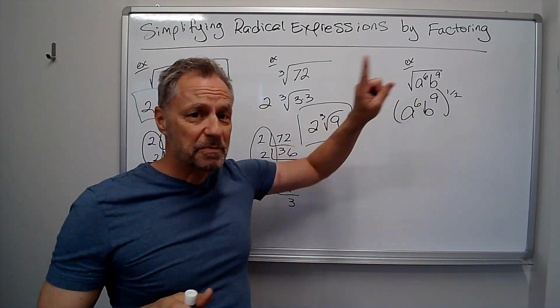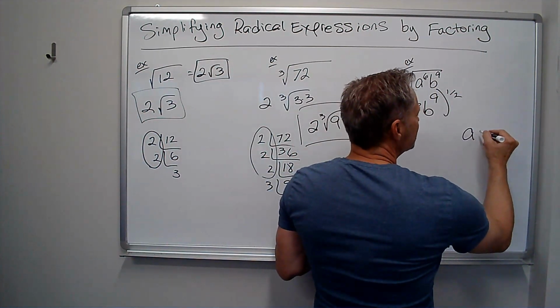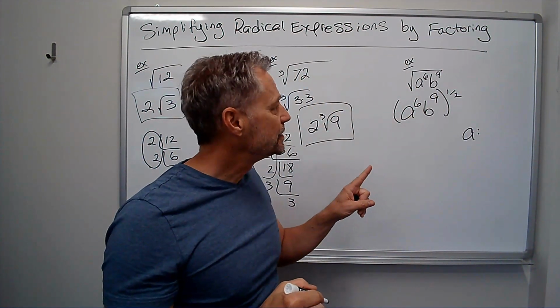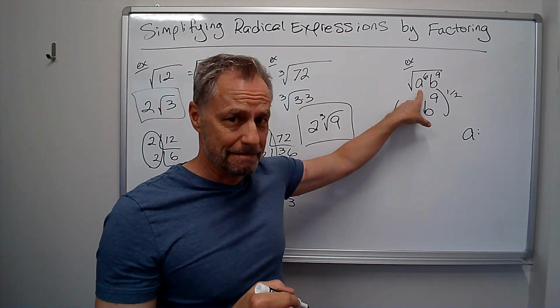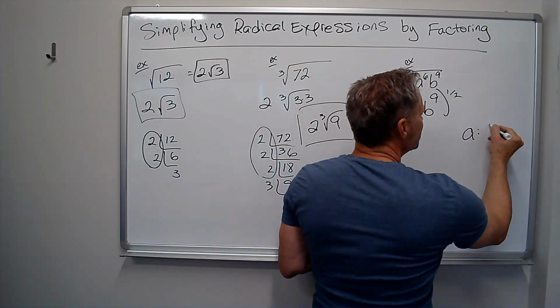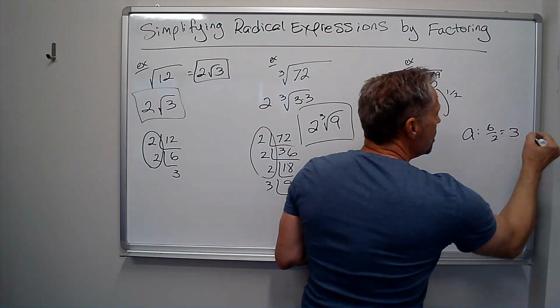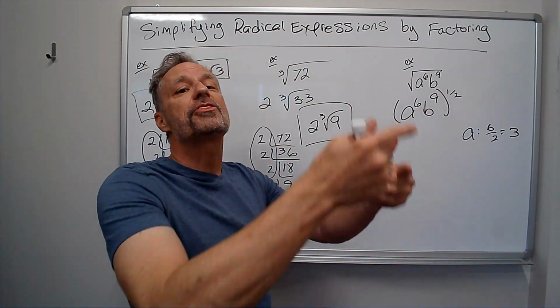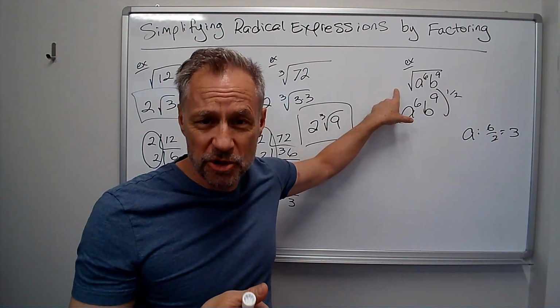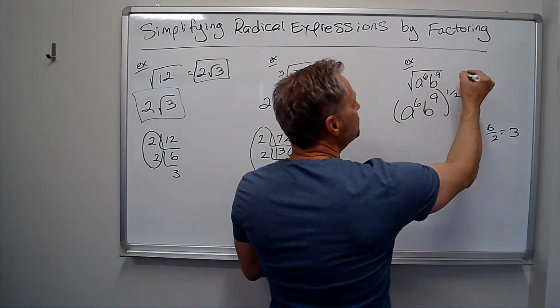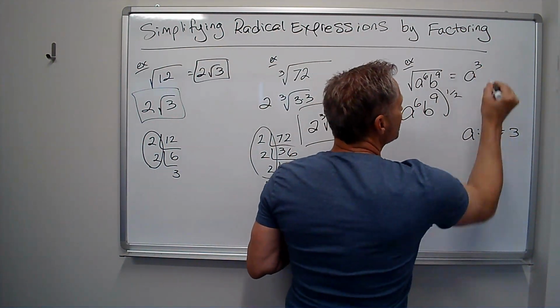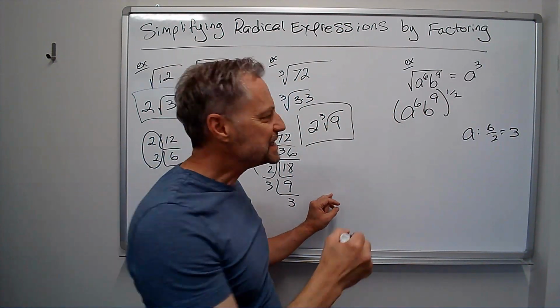So when I have exponents, here's what I do. I say, okay, let's look at my a's. I have 6 of them, and I'm going to divide it by 2. Oh, that's just 3. So 3 of them come out. That's 3 groups of 2 is what that means. So on the outside, I'm going to get a to the third. What about the b's? Let's see what happens there.